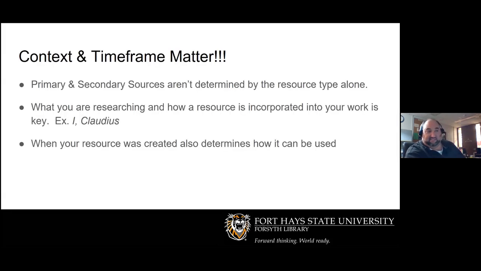I want to emphasize this last point, as sometimes the distinction between primary and secondary sources can be a little ambiguous. This depends not on the resource type itself, whether it's a monograph, a journal article, or a newspaper article, but it depends largely on the context in which it's being used and when the resource is created.